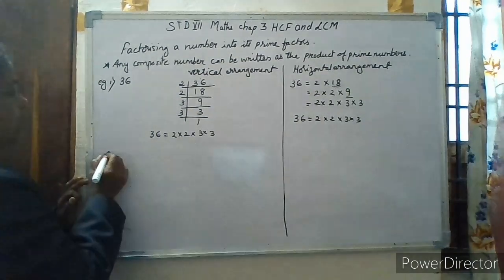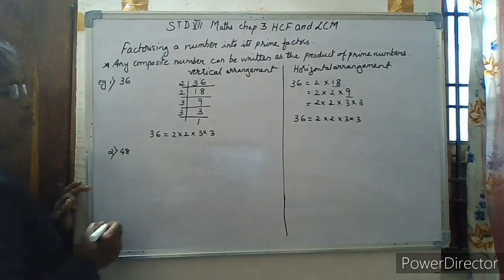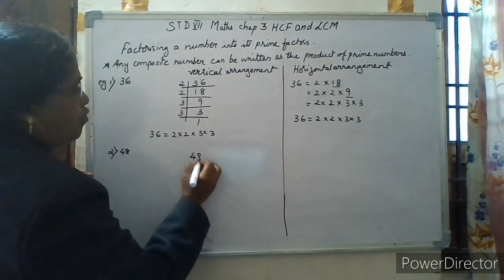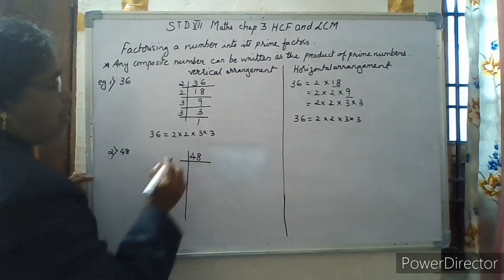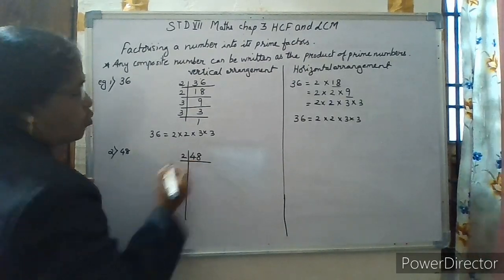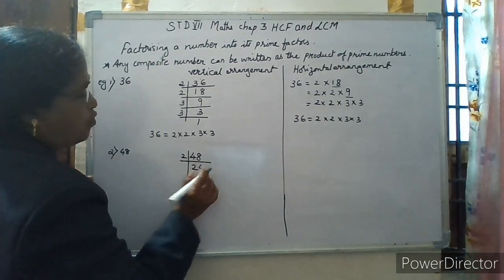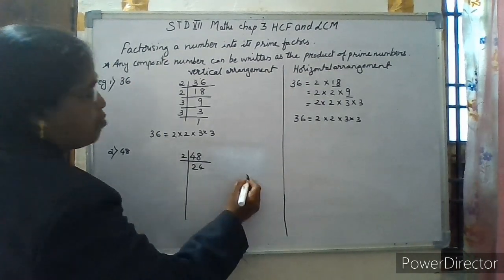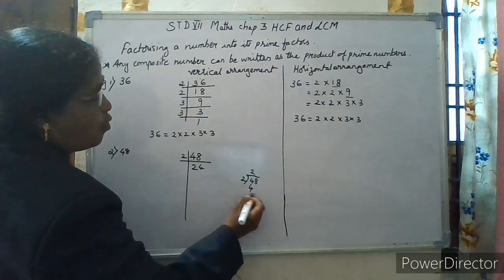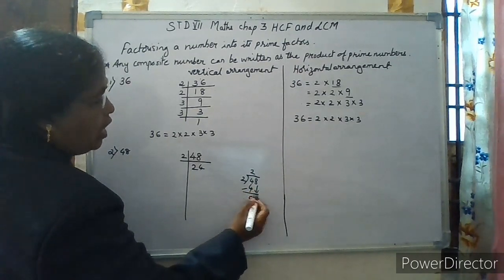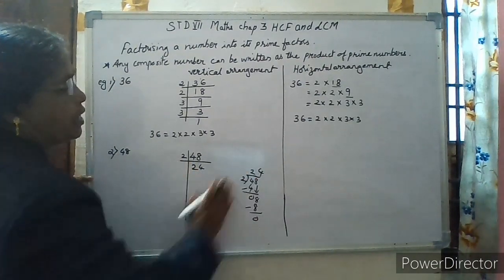So next, example 2. Suppose I take 48. Then vertically, 48. This number is an even number. I can factorize it using 2. 2 2s is 4. 2 4s is 8. Or simple division also you can do if you don't know. 2 2s is 4, minus 0. Bring down 8. 2 4s is 8, minus 0. So 2 into 24.